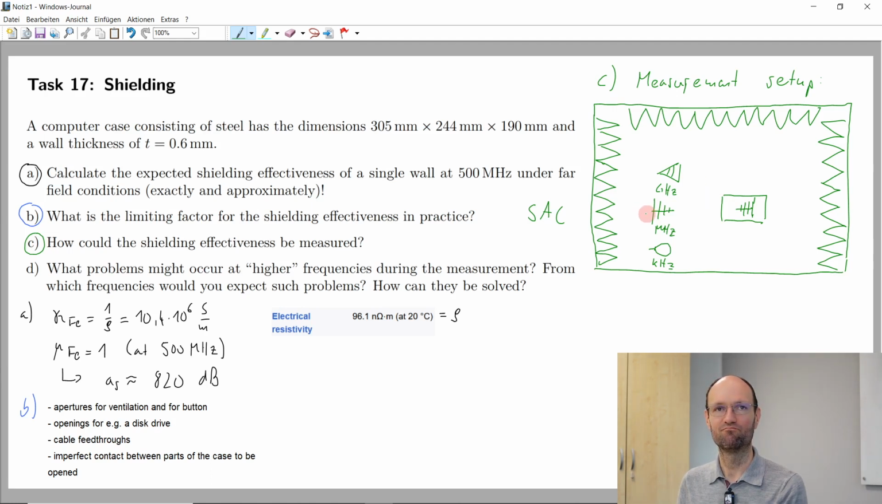So it would be good to measure the coupling between the antennas with the shielding enclosure and without the shielding enclosure. So we measure the coupling between the antennas, and what would be a good instrument to measure coupling between two antennas? Or to measure transmission between two antennas?